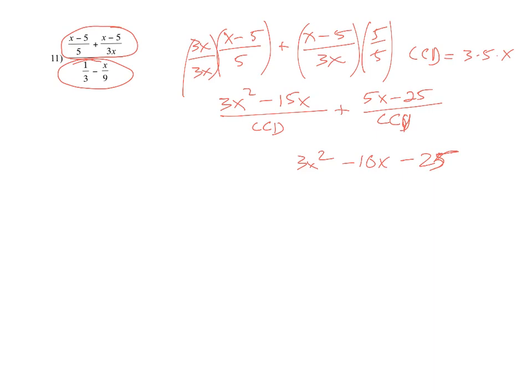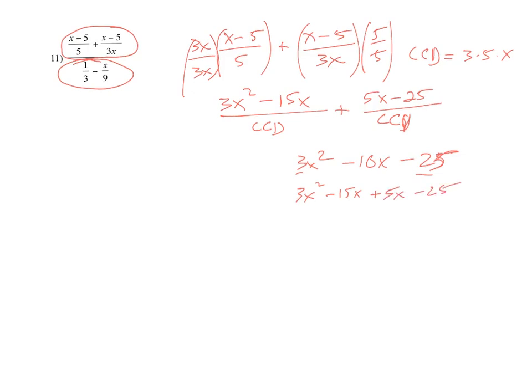So again, we got to look at this. Our magic number is 3 times negative 25, which is negative 75. Are there factors of negative 75 that add up to negative 10? And they are. We get negative 15 and positive 5. 15 times 5 is 75. So this is going to factor as 3x squared minus 15x plus 5x minus 25.